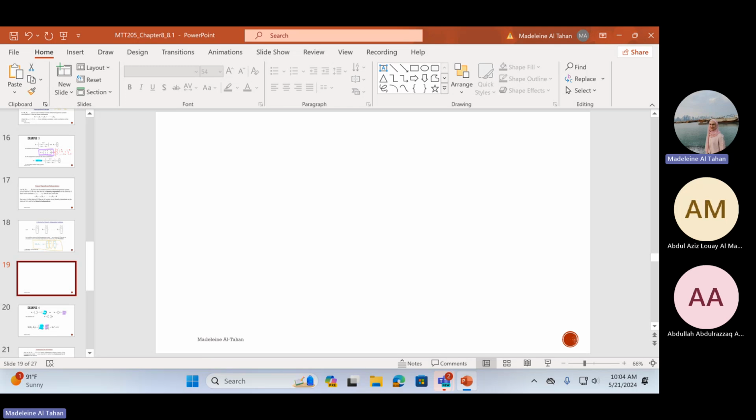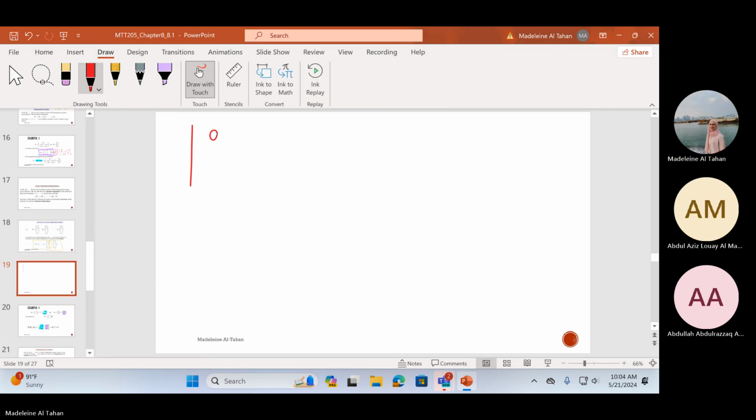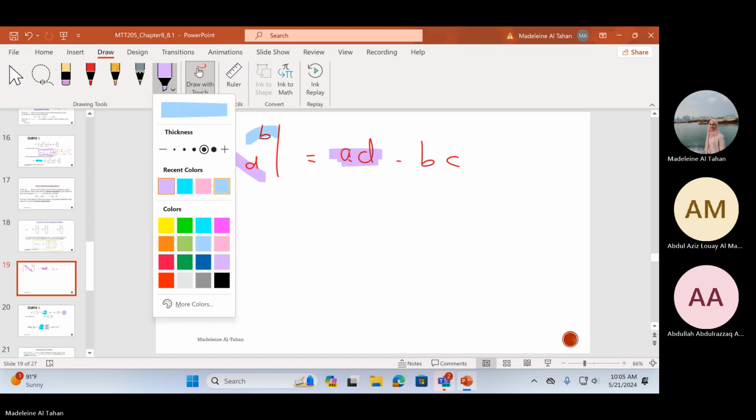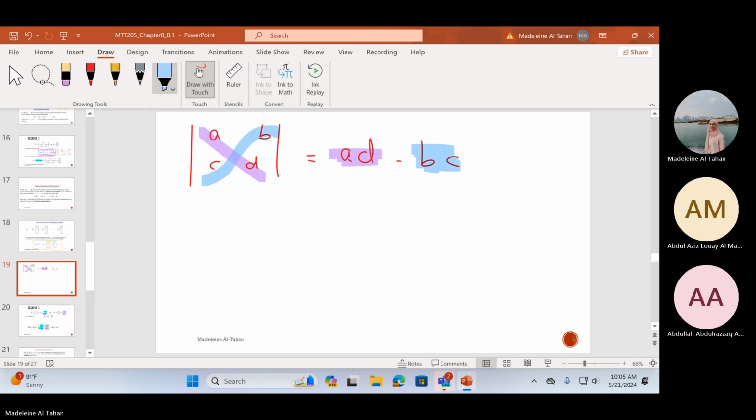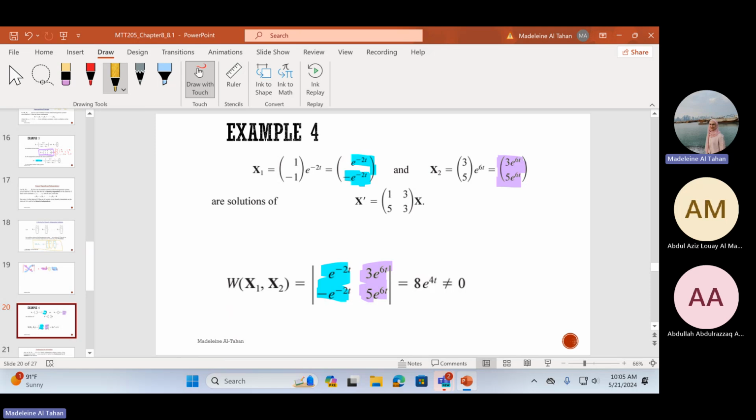Let's recall the determinant of a 2 by 2 matrix. We have a, b, c, d. What is the determinant of that? Okay, main diagonal minus the second diagonal. Okay, yes? So let's multiply. e to the power negative 2t times 5e^{6t}, it will be what? 5e^{4t}. Minus, plus 3e^{4t}, we will get 8e^{4t}.